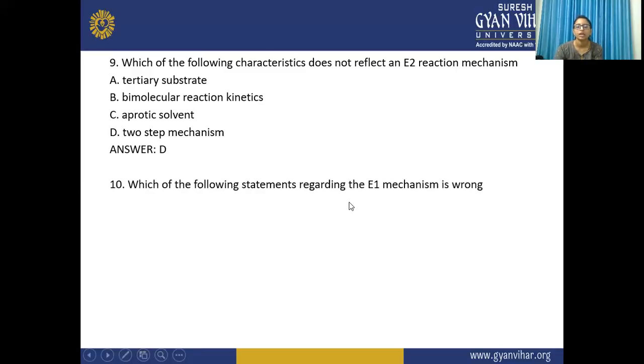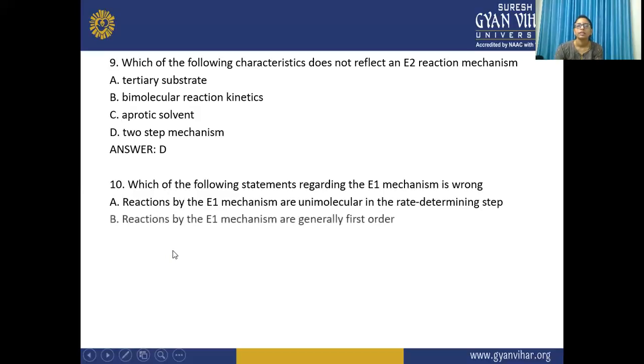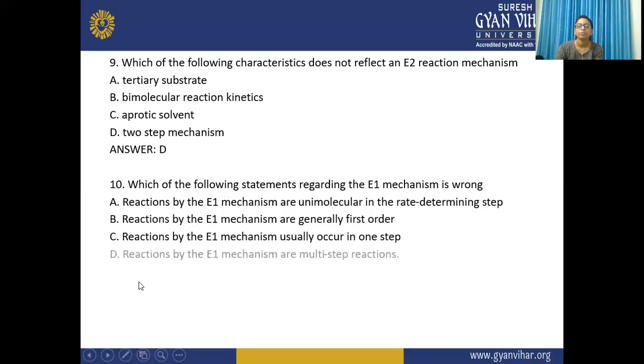Which of the following statements regarding the E1 mechanism is wrong? Reaction by the E1 mechanism are bimolecular in the rate determining step, and reaction by the E1 mechanism are generally first order. Reaction by the E1 mechanism usually occur in one step. Reaction by the E1 mechanism has multi-step reaction. So answer is C.